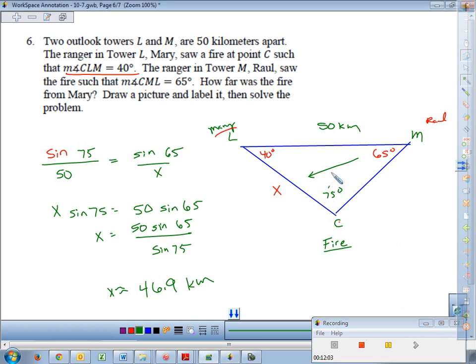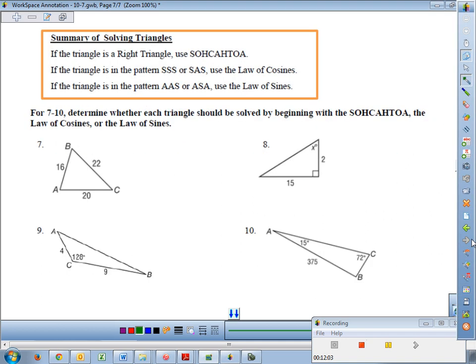So hopefully it better be less than that, right? Because if that's 50 kilometers, 65, it should be close to it also, though. Across from 75, across from 65 should be pretty similar in distance. Groovy? 4 questions left. We're not going to actually do the problems. They just ask us what's the method that you would use.